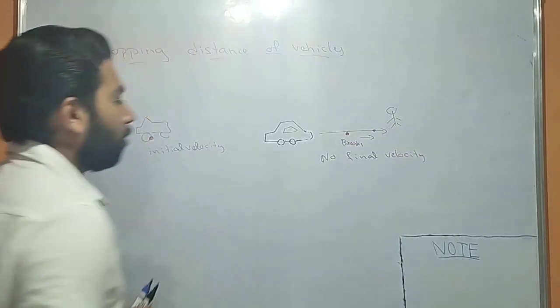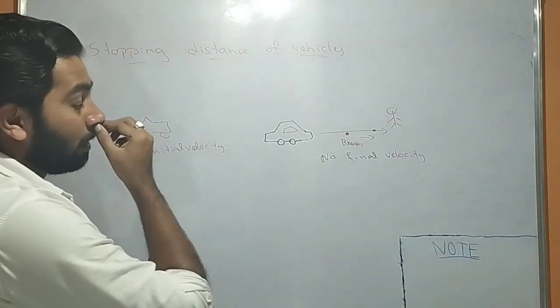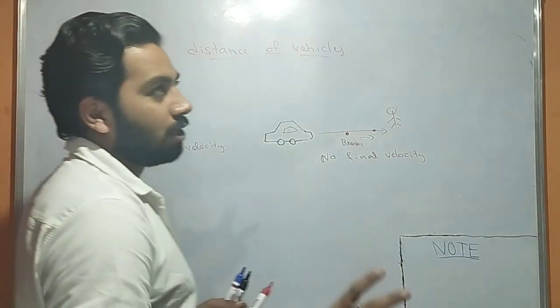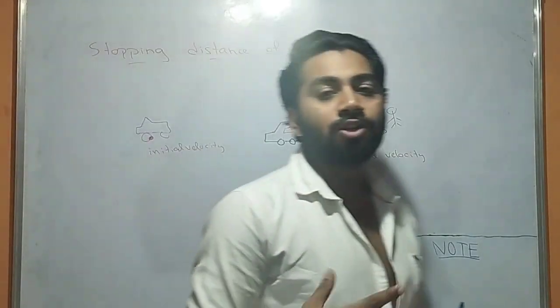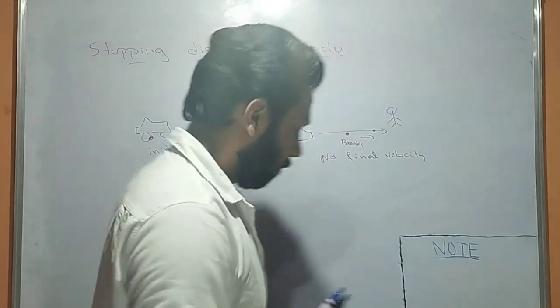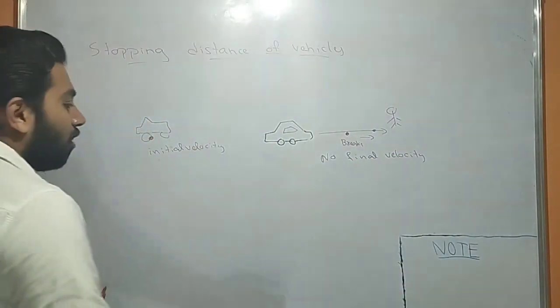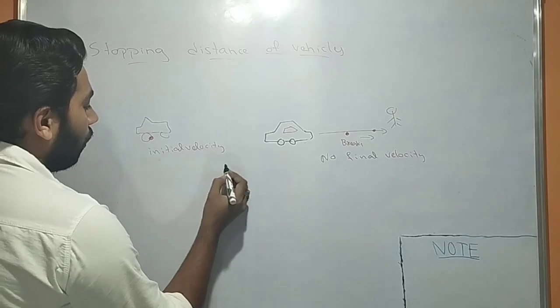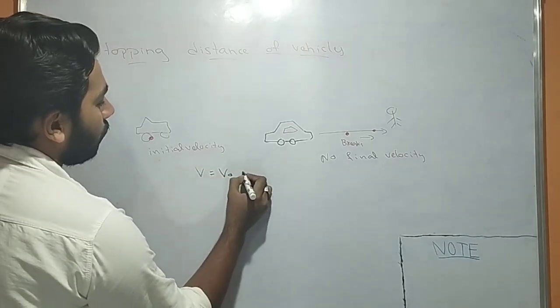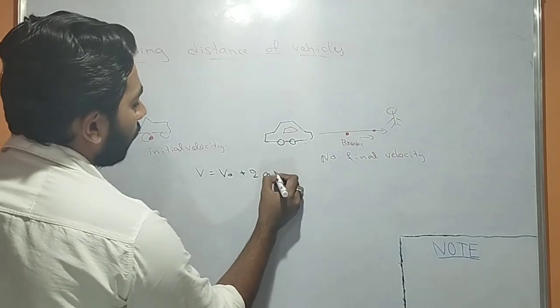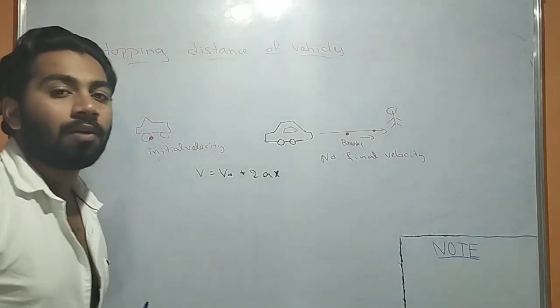Okay students, we got it. Stopping distance has an initial velocity because you have started at a point, but you have no final velocity because you are not stopping at your wanted point. So how can you derive this? You know the formula of acceleration, like v squared is equal to v naught squared plus 2ax. This is one of the formulas of acceleration.